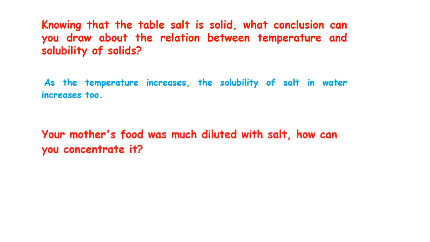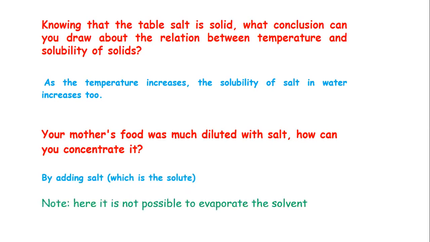If your mother's food was much diluted with the salt, how can you concentrate it? We said that there are two ways to concentrate. We evaporate the solvent, or we add the solute. Here, by adding salt, which is the solute, by adding solute. The evaporation is not possible because we make the food not tasty. Here, it is not possible to evaporate the solvent.